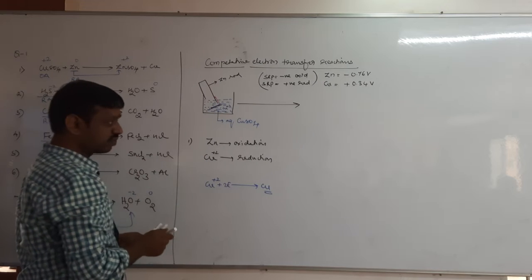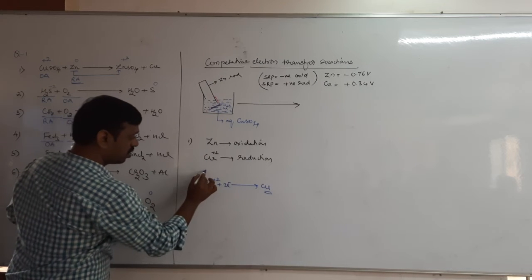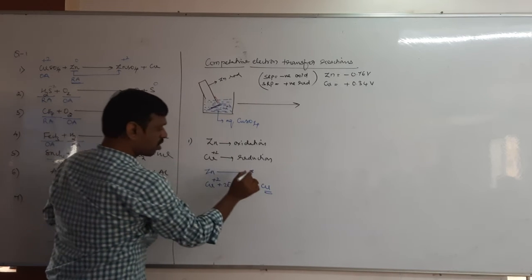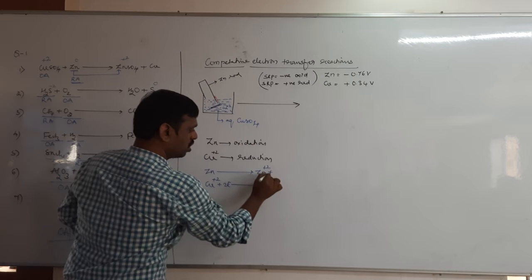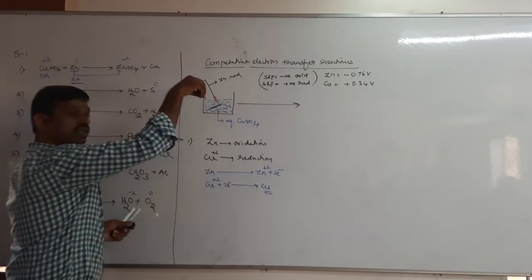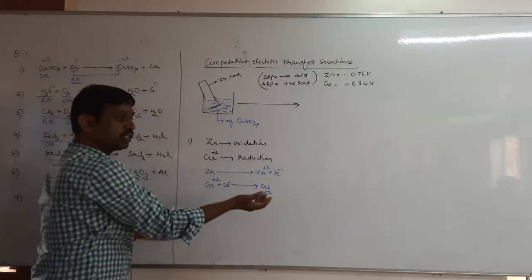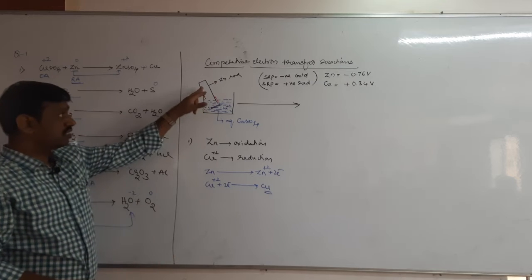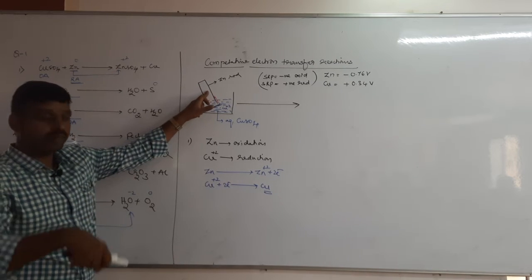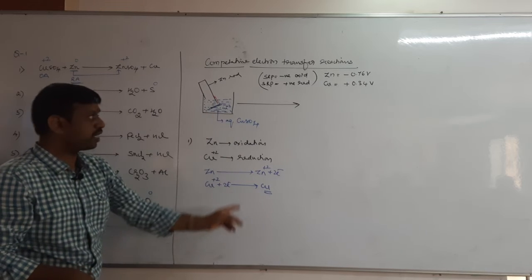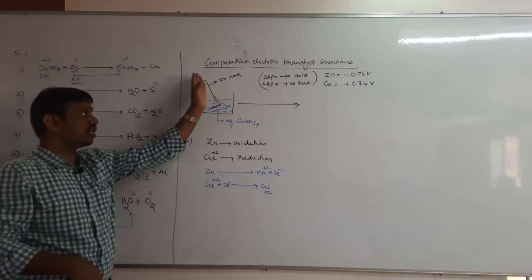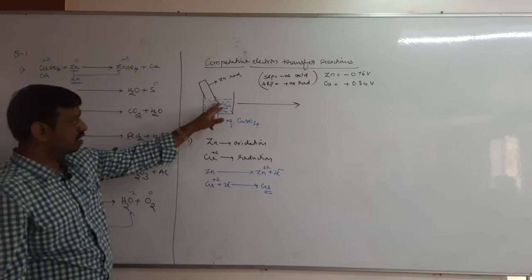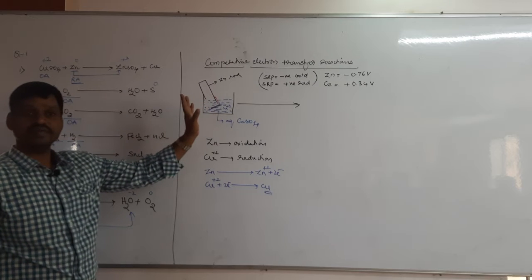Zinc undergoes oxidation. That means the zinc rod gets dissolved: zinc converts into Zn2+ plus 2 electrons. Those Zn2+ ions enter into the solution, so the zinc rod is dissolved. At the same time, Cu2+ gets converted into Cu, which gets deposited on the surface of the zinc rod, so that this part becomes metallic red.